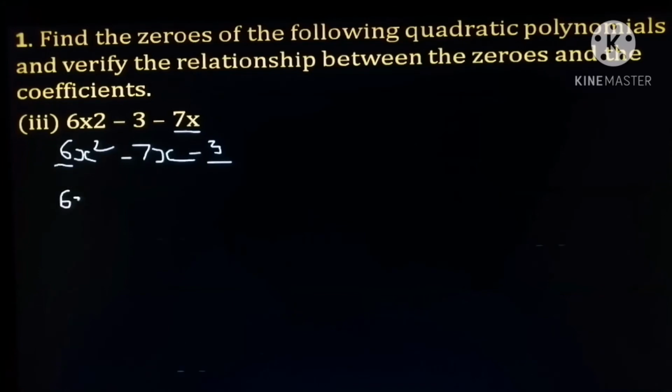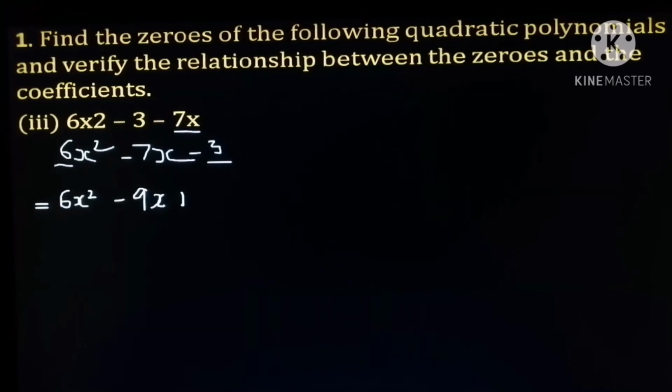So here you have 6x square, and as we have seen, we have to get 18 as the product. As we know, 9 2s are 18, and when you subtract 2 from 9 you are left with 7. So that would be exactly the correct pair. So here you have 6x square minus 9x plus 2x, because minus 9 plus 2 would give you minus 7, and here you have minus 3.